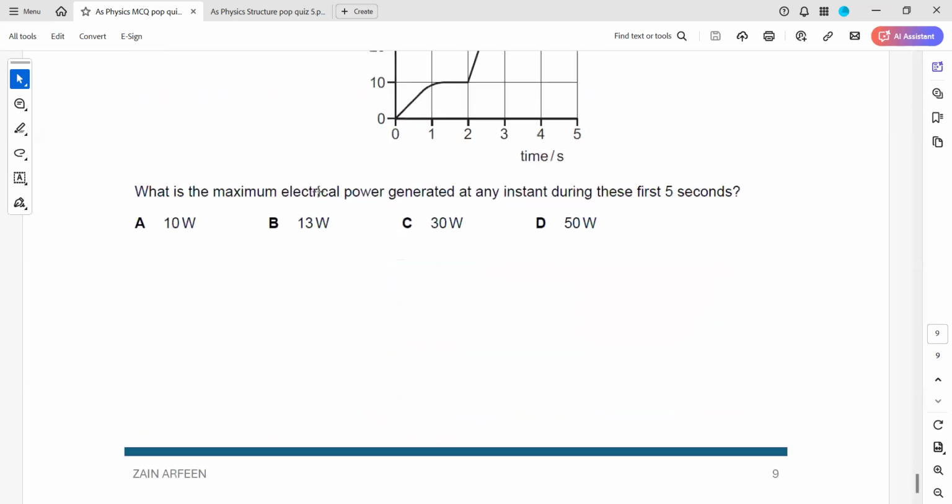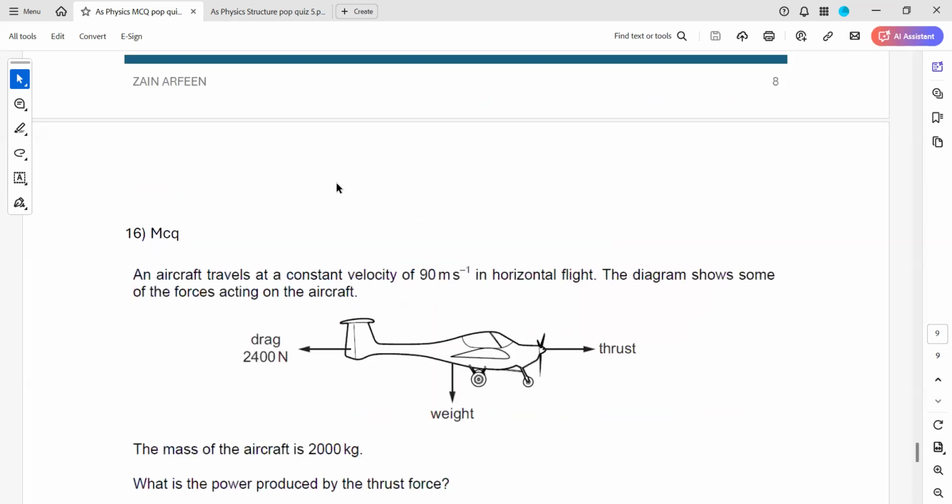Any other doubt? This was pop quiz 1. Any other question or doubt from this pop quiz?